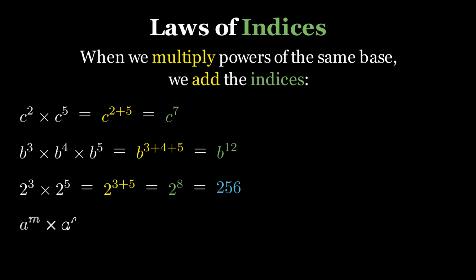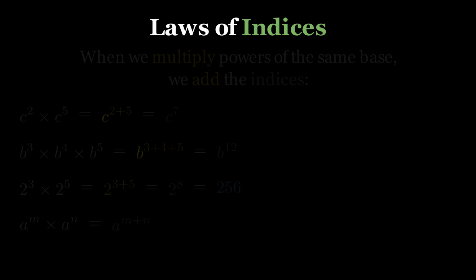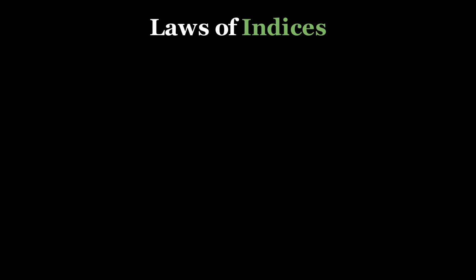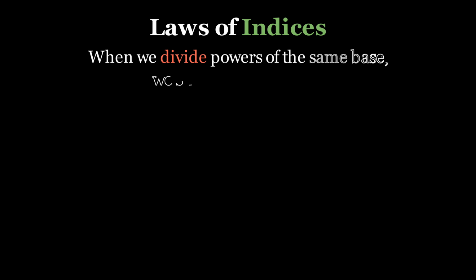Another example, a to the power of m multiplied by a to the power of n, and this should be equal to a to the power of m plus n. Notice that the base stays the same. The only thing we do is to add the powers together. I think now we know how multiplication works. Let's move on and do some divisions. When we divide powers of the same base, we subtract the indices.